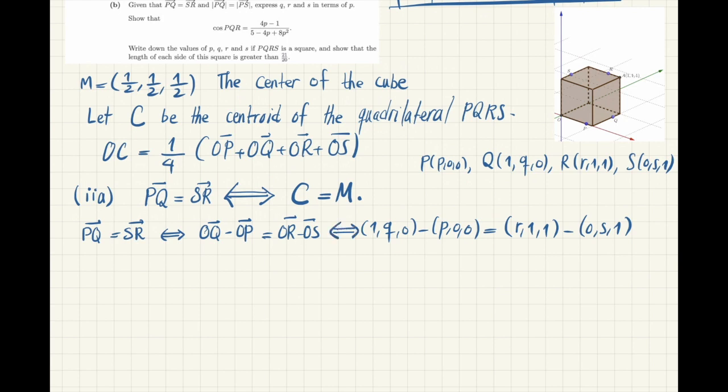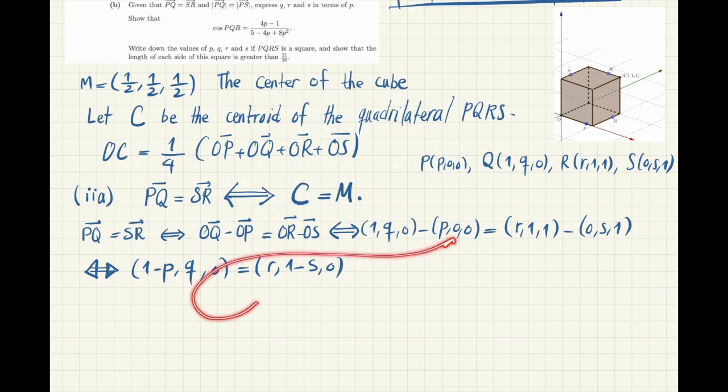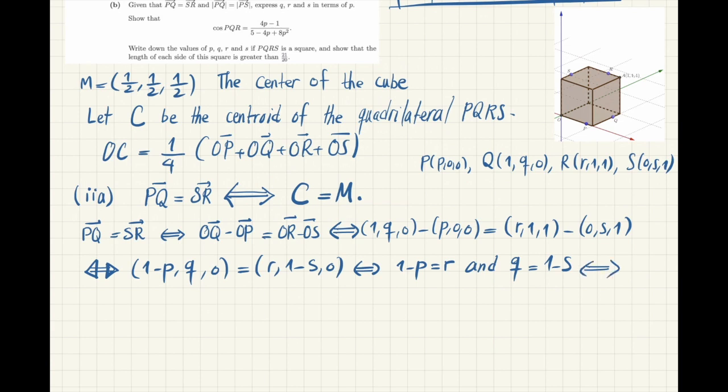So I want to simplify this expression in an equivalent way. I can subtract these, so it becomes (1 minus P, Q, 0) equal to (R, 1 minus S, 0). Again, this is a double-sided arrow. I can go back from here and decompose it into that form. This is also equivalent to saying that 1 minus P is R and Q is 1 minus S. So I get these two relations: P plus R equals 1 and Q plus S is equal to 1.